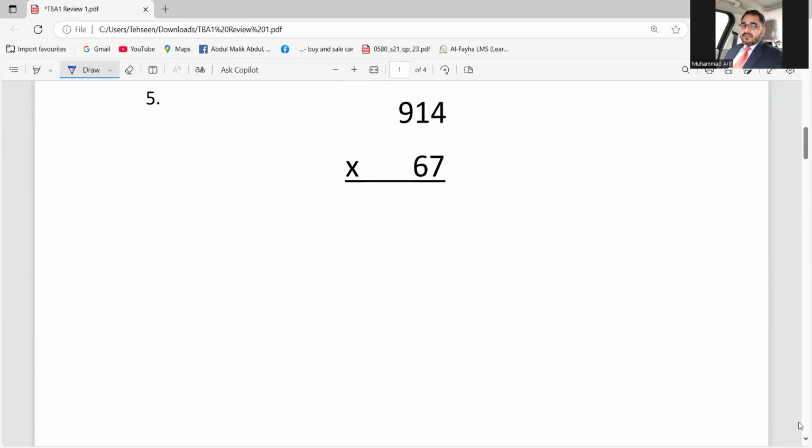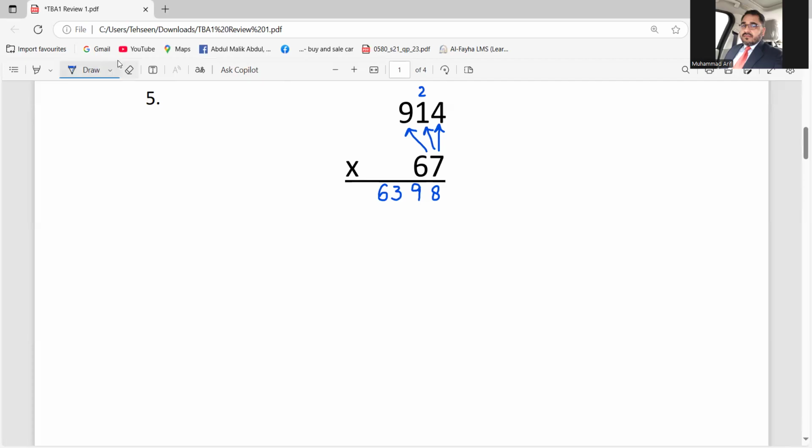Now question number 5 is, we need to multiply. What is the product? Okay, product or multiply. First of all, this 7 we need to multiply with 4, 1, 9. First of all, 7 multiply 4, 28. 8 here, 2 to carry to the next number. Then 7 multiply 1, 7 plus this 2 will be 9. Then 7 multiply 9, that is 63.